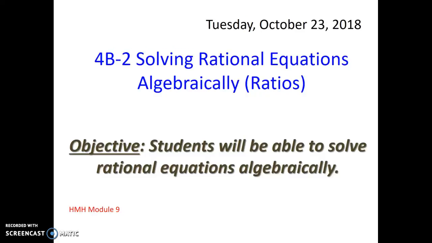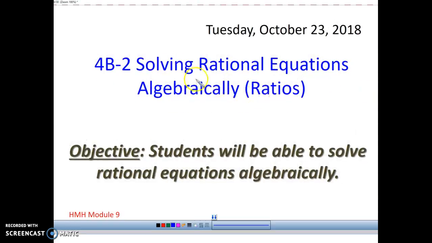Figueroa again. We are going to be looking at our lesson 4B-2, solving rational equations algebraically. Specifically, we're going to be focusing on ratios today. So our objective is students will be able to solve rational equations algebraically. You can go ahead and pause the video to write down the objective.